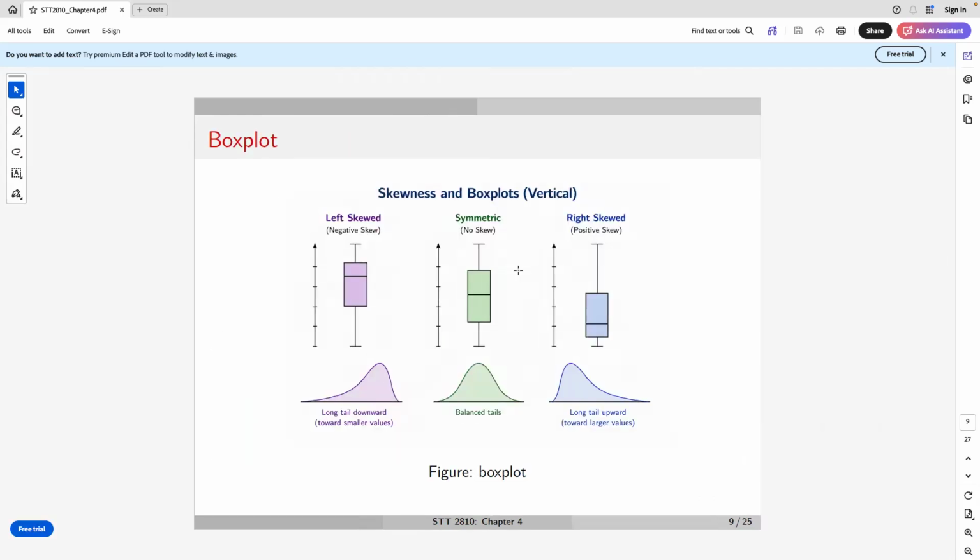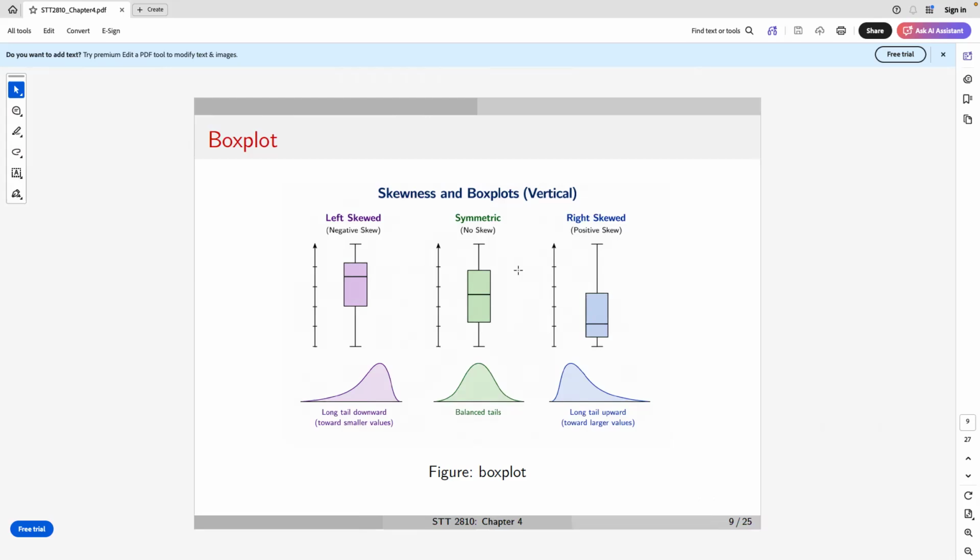The other thing you are also required to know is, whenever you have a box plot, you should be able to tell whether it is symmetric, left skewed, or right skewed. It's very, very important. How do we do that? I'm going to show you a simple trick.